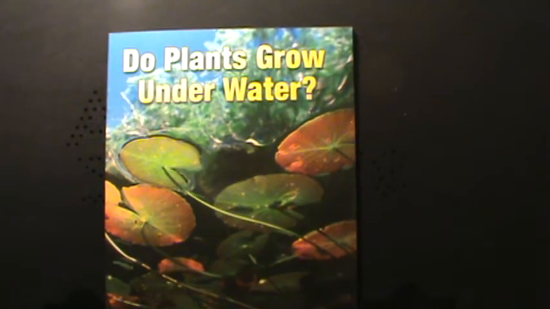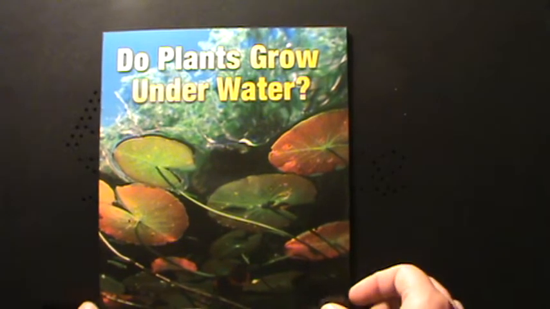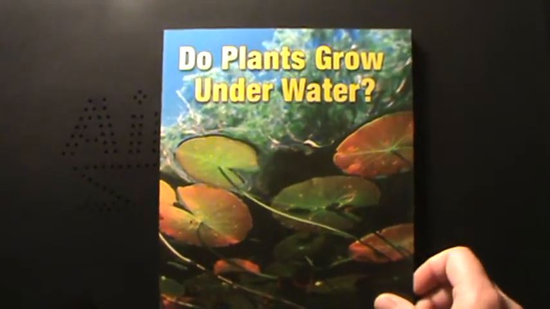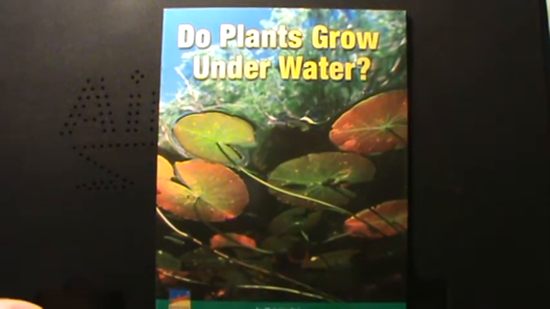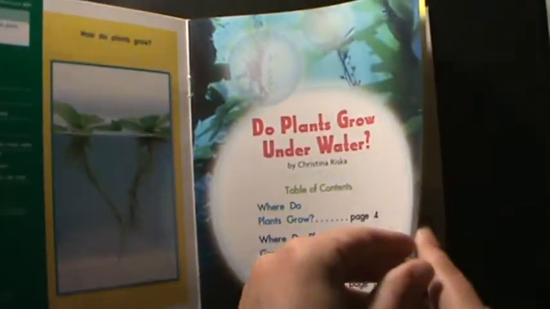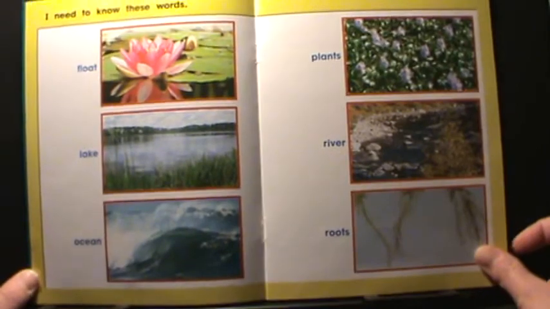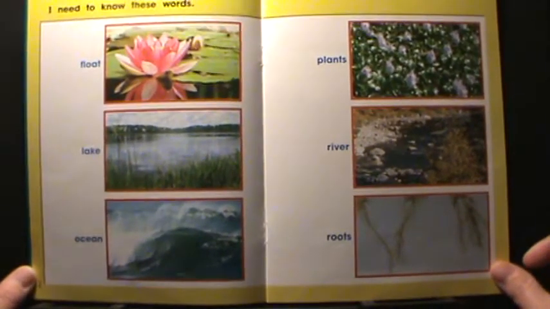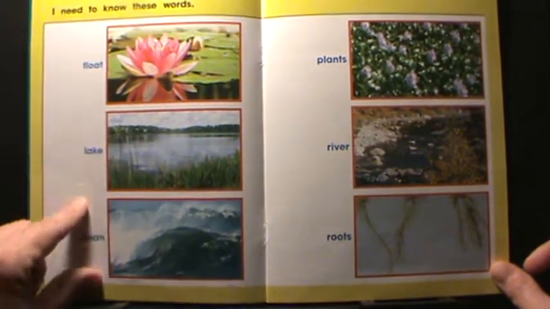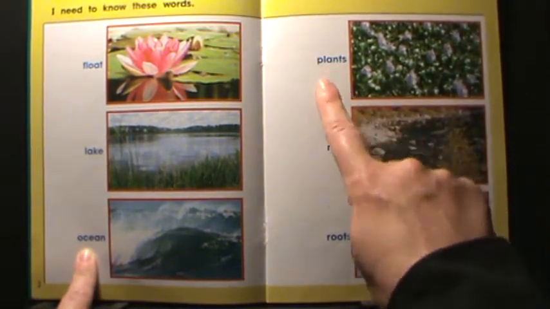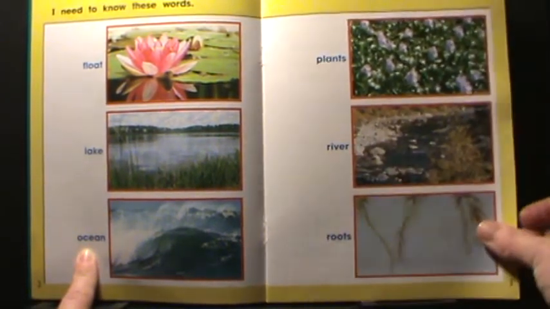All right, first graders, so this is day 2 of working on your end of unit task. But I want to read another book to you today about plants. And this one is called Do Plants Grow Underwater? So we need to know these words. Float, lake, ocean, plants, river, and roots.